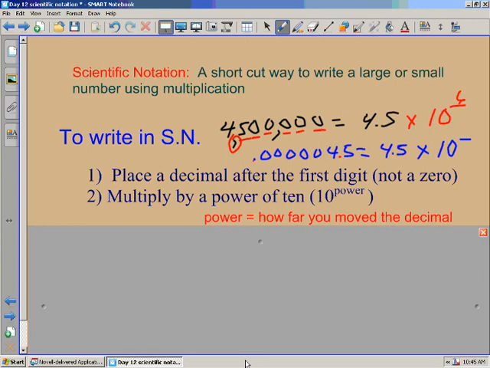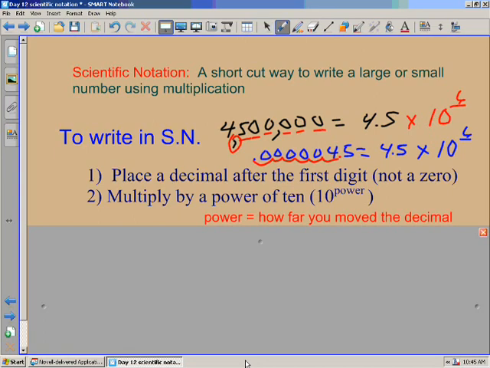So if I look here, I moved it 1 place, 2 places, 3, 4, 5, 6 places. So in this example, I moved it 6 places. The only problem is, as you look at that, how can both of those numbers, 4,500,000 and 0.000045, be expressed the exact same way? And they can't.